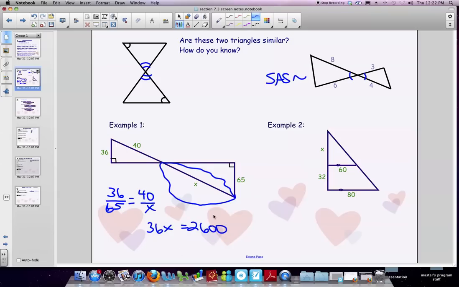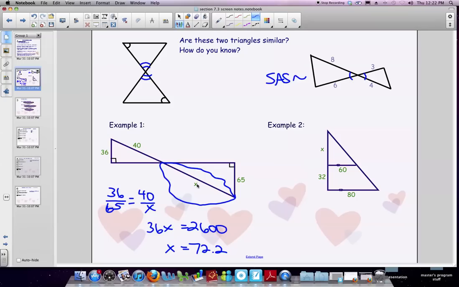From there, we simply divide by 36, and our side length, or the distance across our pond, would be 72.2. We don't have units labeled. It might be feet, it might be meters, it might be anything. Okay? But that's how you do it.